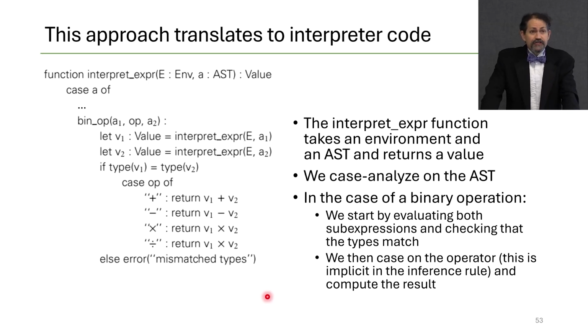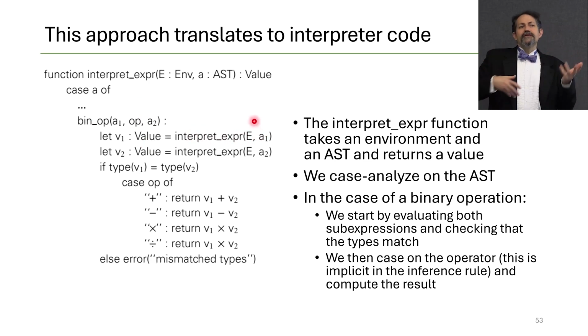In the case of a binary operation, we're going to start by evaluating both subexpressions, right? So we take our interpreted expression, we do a case analysis on the AST A. If it's a binop, well, that binop will have pieces A1 and A2, sub-ASTs, as well as the operator. We'll call interpret expression recursively. That's equivalent to the premise that is just another invocation of the interpretation judgment, right? We'll pass in our environment E, we'll pass in our A1, and we'll get a V1 value out. We'll do the same thing for subexpression A2.